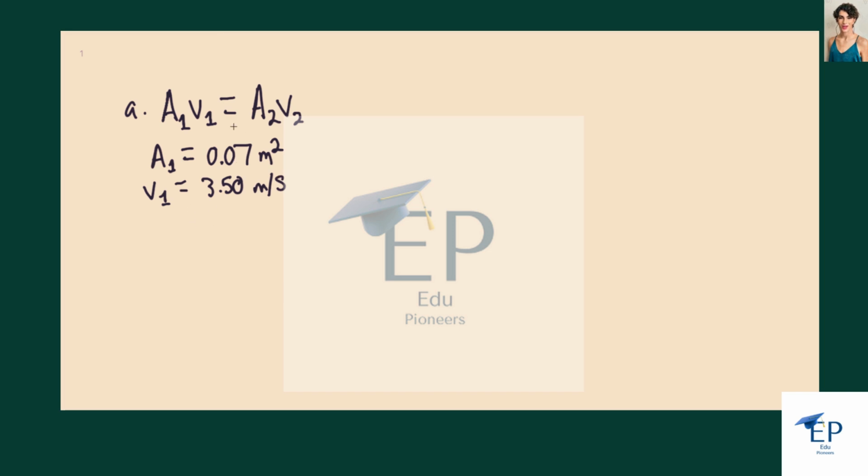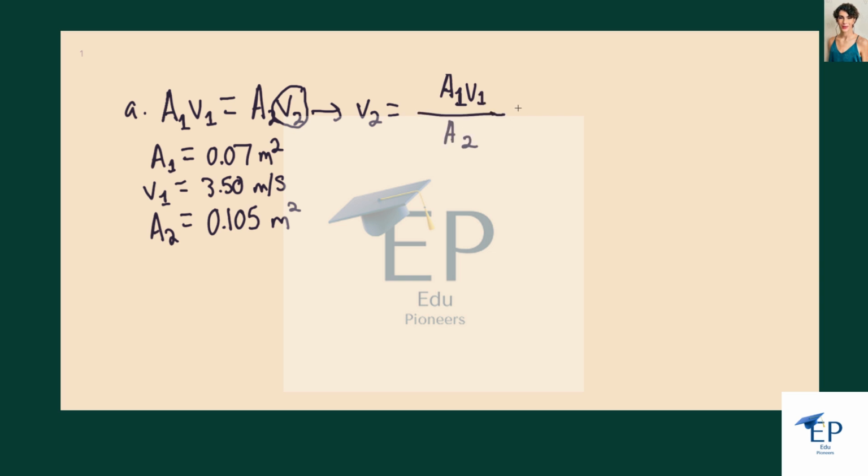It's asking us in part A, what would be the speed if the cross-sectional area of the pipe was reduced, or rather was increased to 0.105 meters squared. So we simply need to use this equation. Isolating V sub 2, V sub 2 would simply equal the cross-sectional area of the first section times the velocity in the first section divided by the cross-sectional area of the second section.